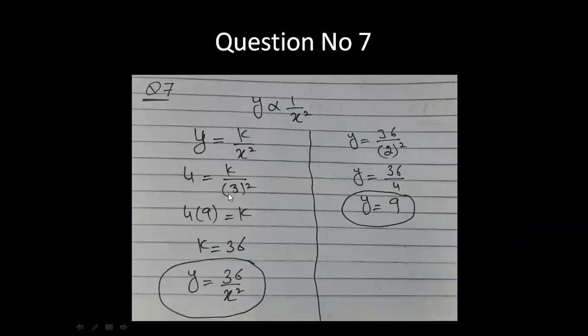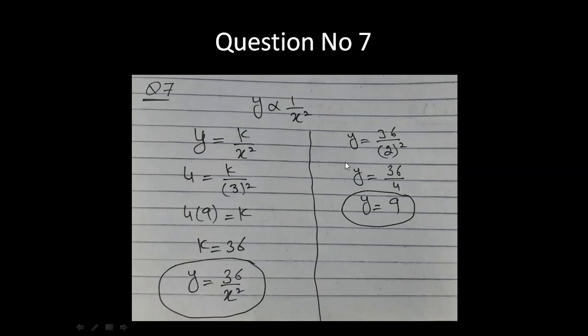So y equals k by x square. The y value is 4 and the x value is 3. Just put those values here. So you will have 4 into 9 equals k. So k is 36. So the formula will become y equals 36 by x square.